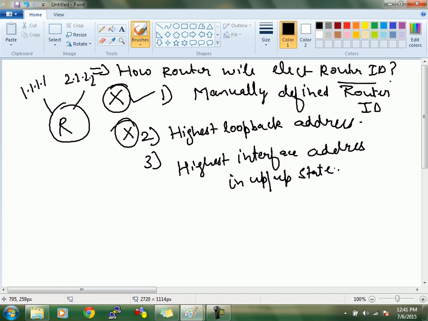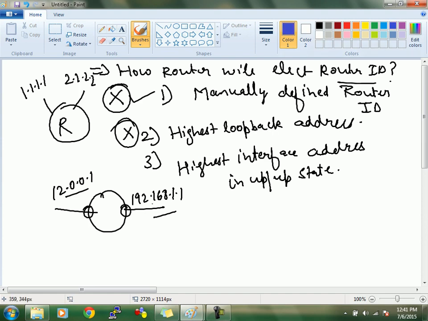Can never become? Guys, you people don't think. You have to ask a question, sir. This interface is now up. Its IP is 192.168.1.1. This interface is 12.0.0.1. Which interface will become the router ID? Agree? Now what if I shut down this interface? Will the router again select a router ID or not? What do you think?